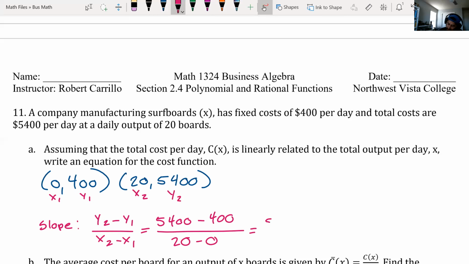This will give me 5,000 over 20. Take a 0 out. I think that's 250. Yes, 250. All right, so here's our slope.